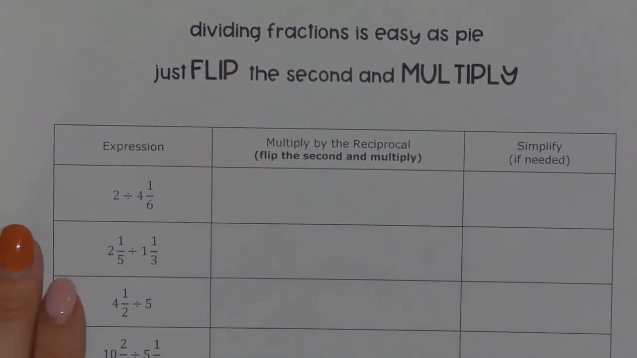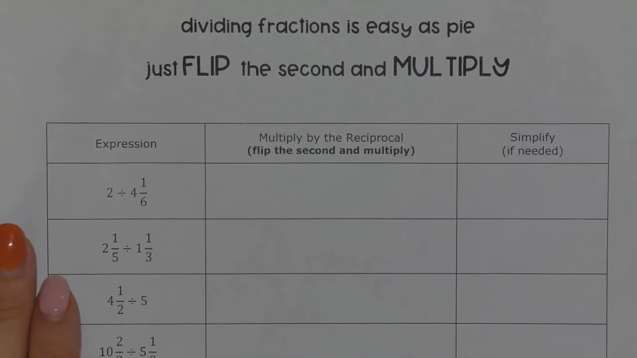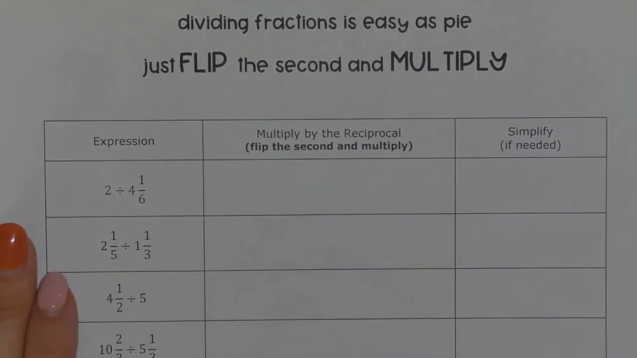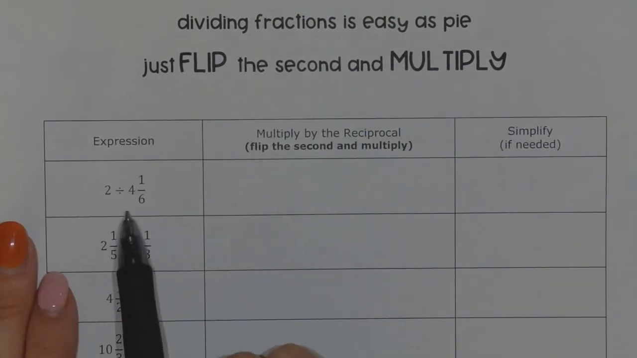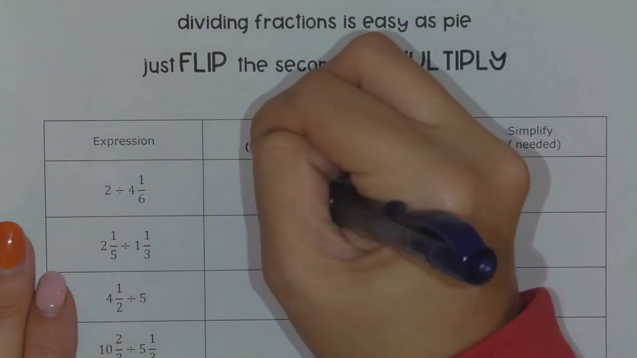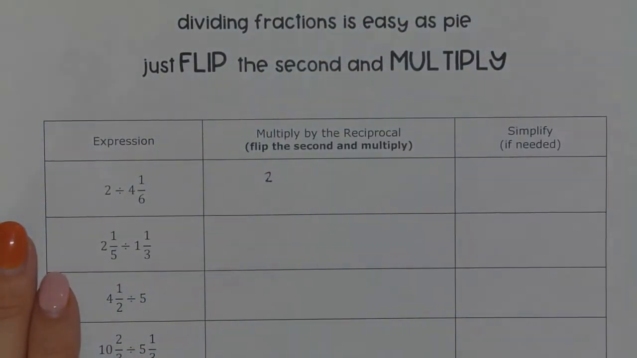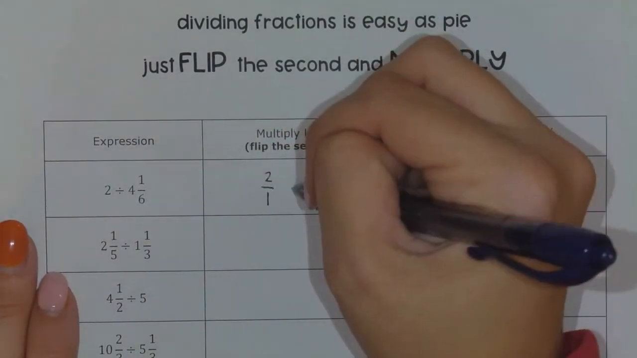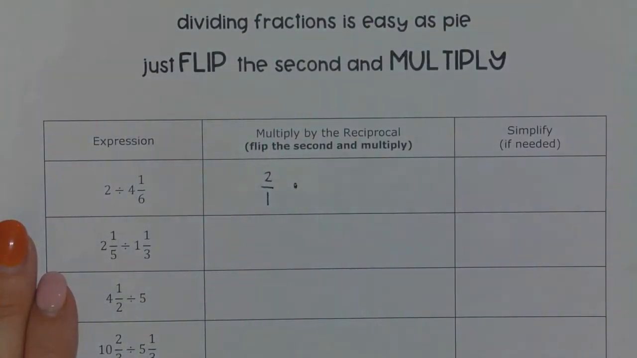So when we divide fractions, our saying still stands that dividing fractions is easy as pie. Just flip the second and multiply. Okay, so I have 2 divided by 4 and 1/6. So remember, my 2 stays the same, but because it's a whole number, I have to put a denominator of 1 underneath it. I'm going to change the division to be multiplication.